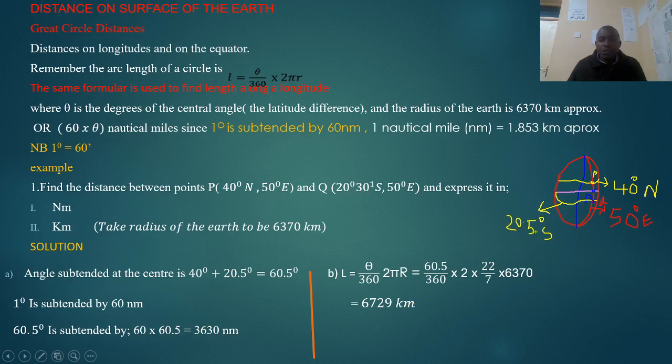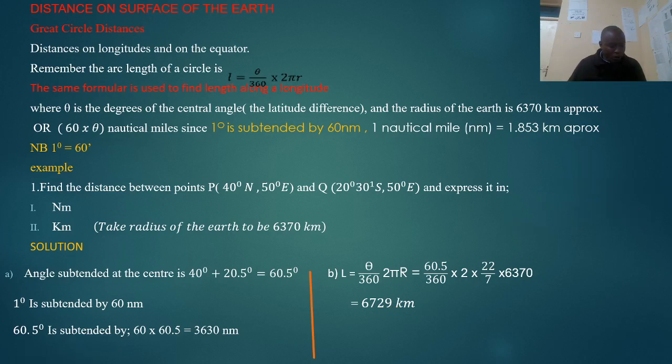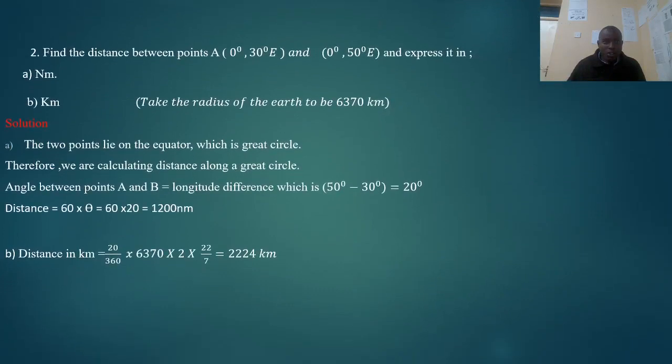So the latitude difference times 60 gives you the distance in nautical miles. And the latitude difference all over 360 times 2 times pi times r, where R is usually 6370 unless given otherwise, gives you your distance in kilometers. That is how simply you find distances along longitudes.